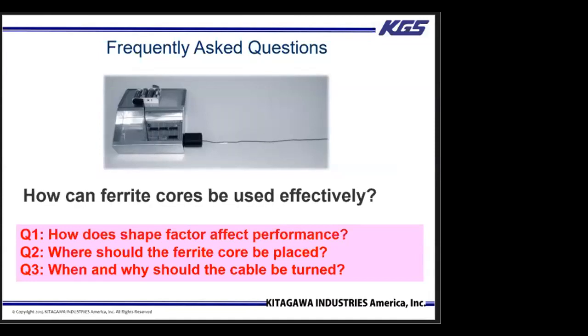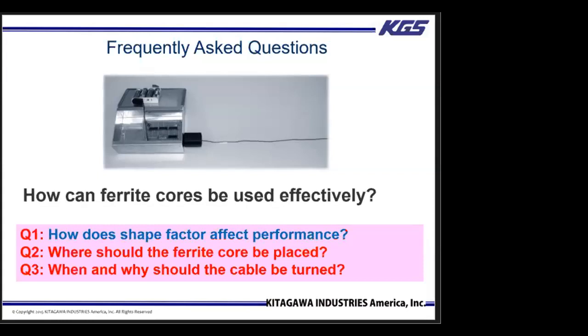First, we examined how changing the size and shape of a ferrite affects the performance. Second, we tried placing the ferrite at different locations on the cable, such as close to, some distance from, and far from the connector. Finally, we tested what would happen when the cable is turned on the core multiple times.